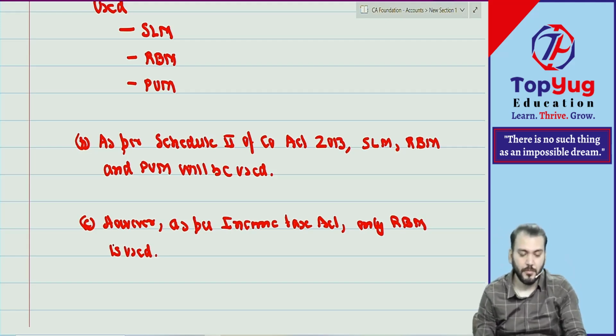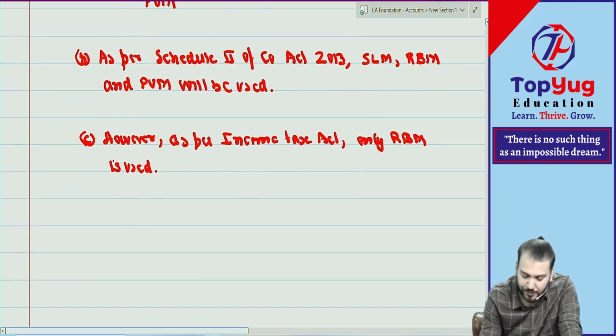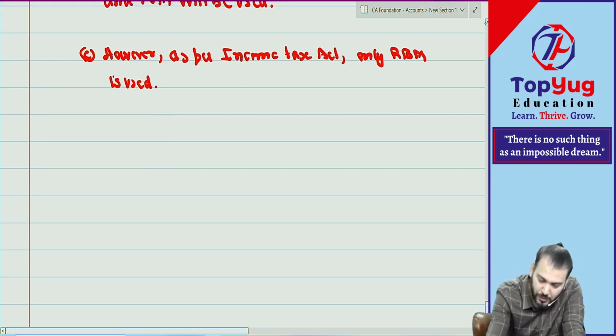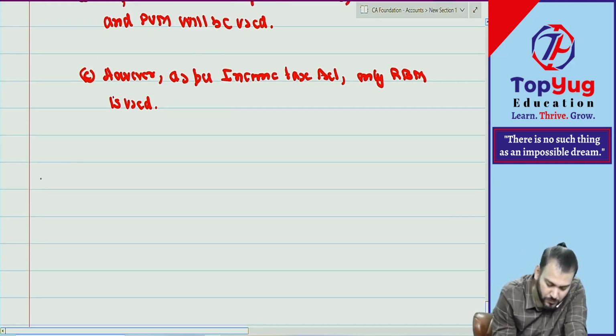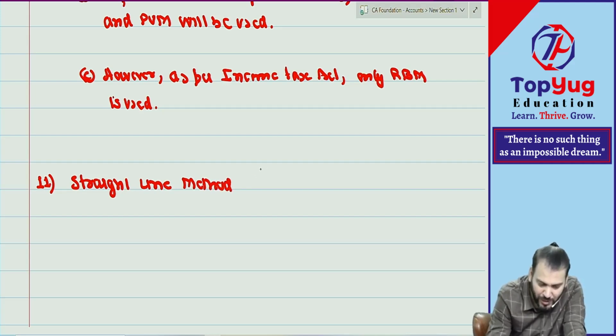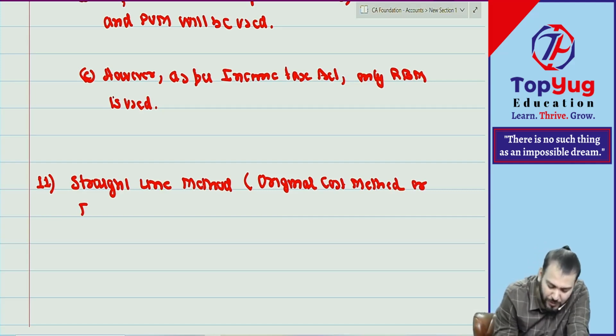Okay. Now let us come one by one to each method. First one: what is the point number going on? 10 completed, now 11. That is the straight line method. This straight line method is also known as the original cost method or fixed installment method.